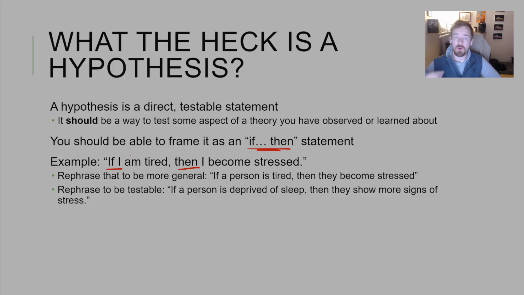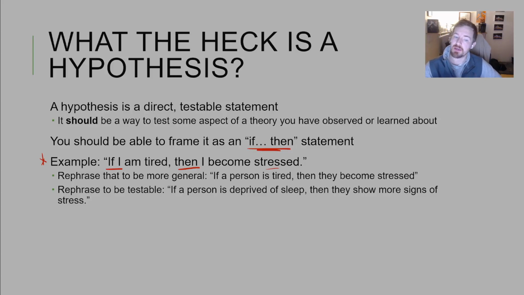Okay, so I can devise a study where I know that I become tired, and then I can measure what happens to my attitude. Maybe I become stressed, maybe I don't become stressed. If I don't become stressed, then that means that I can reject this hypothesis. If I find that I am tired and I don't become stressed, I reject the hypothesis. I need to go back to my theory to figure out why that was not true.